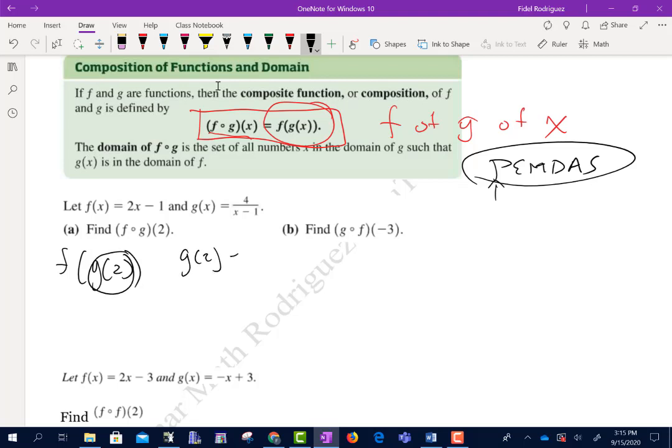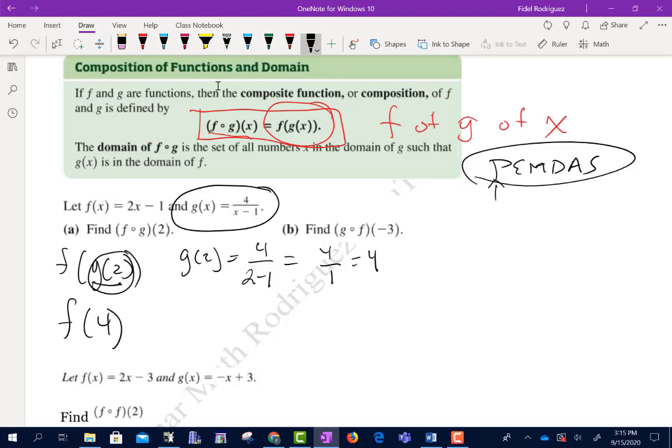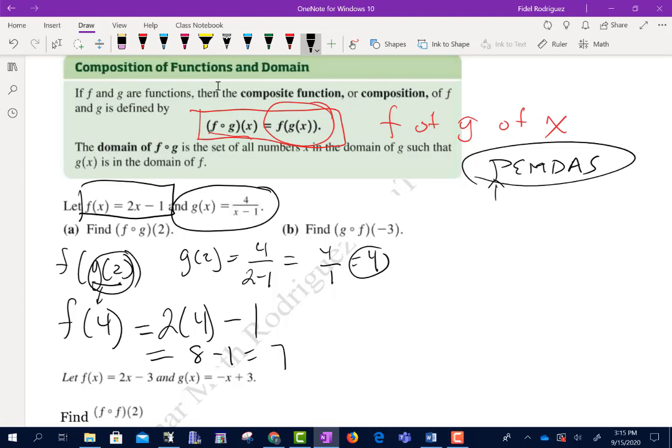So g of 2 means I'm going to come back over here, and everywhere I have the letter x, I'm going to plug in the number 2. So that's going to give me 4 over 1, which is 4. Now what I'm going to do is find f of 4, because I know that g of 2 was the same thing as 4, so I'm just substituting that in. And now if I want to find f of 4, I'm going to come back to this function here, and everywhere I have an x, I'm going to plug in now the number 4. So 2 times 4 is 8. 8 minus 1 is 7. So my final answer would be 7.